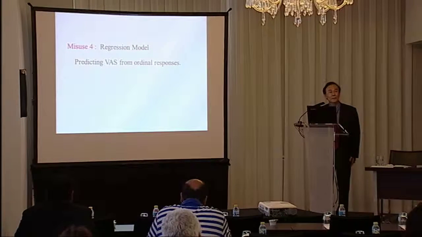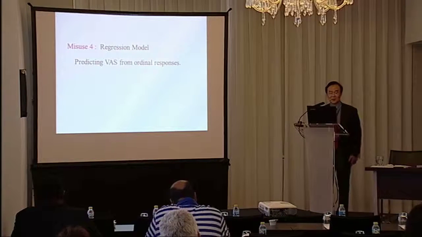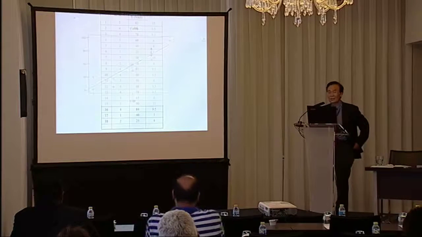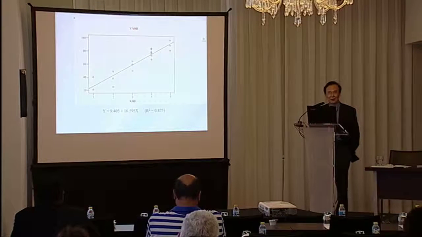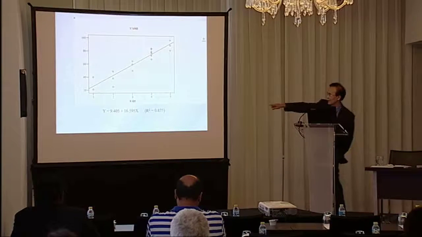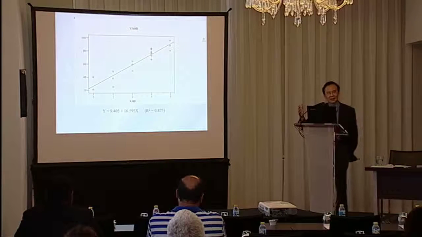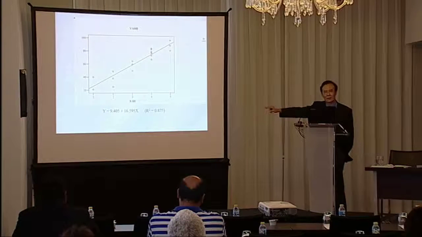There are a number of papers I can remember. I can quote you right off the bat 10 such research papers published in rather prestigious dental journals. They try to predict the visual analog scale from the ordinal responses, those 5 categories. And they come up with a very nice regression function like this. When you look at the regression graph like this in the journal paper, it looks very impressive, and they even present the regression function and then R square. Well, remember, this is ordinal data, 1, 2, 3, 4, 5. And I have to tell you, this is absolutely nonsense and very, very misleading.